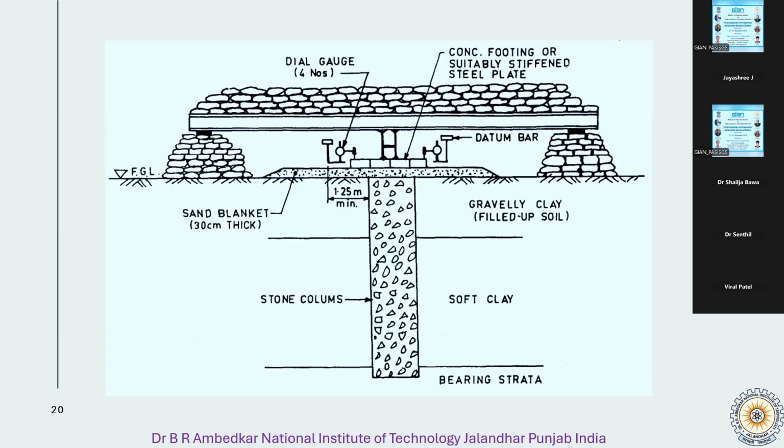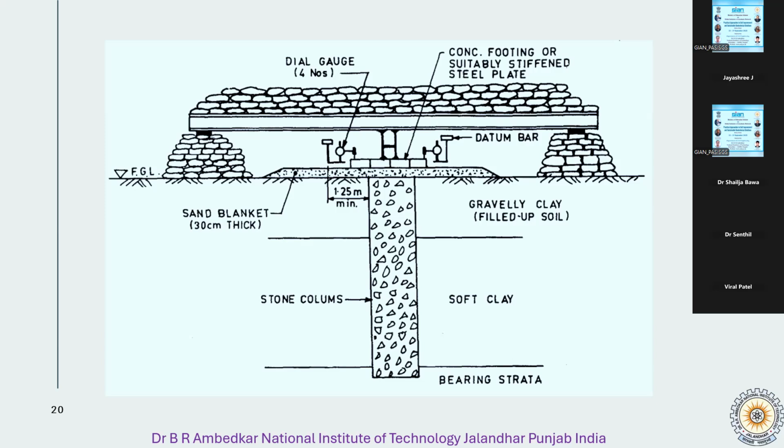And we have to keep these dial gauges at diametrically opposite ends of the footing. So 2 are visible to us, and 2 are perpendicular to this. Okay, so 4 dial gauges we will be taking, and we will take their average.